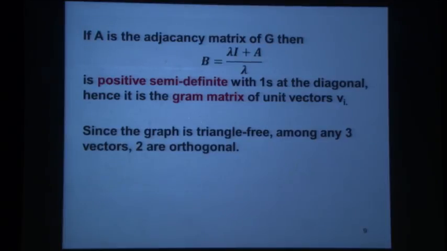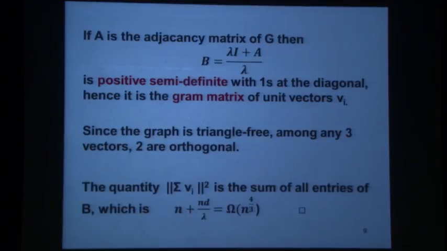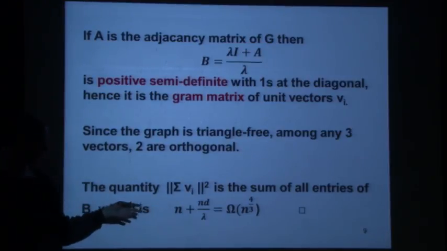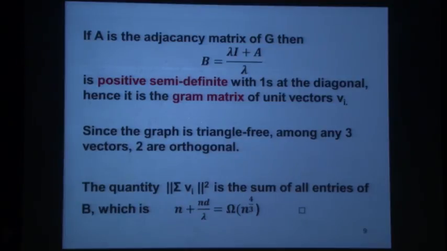So this is good. And on the other hand, the sum is big because the quantity is the sum of the vi norm squared. This is just the sum of all the products vi times vj. So it's just the sum of all entries of this matrix. But we know what it is, right? In the diagonal we have 1, so this is n. And in nd places, d is the degree of regularity, we have 1 over lambda. So altogether the sum is this.